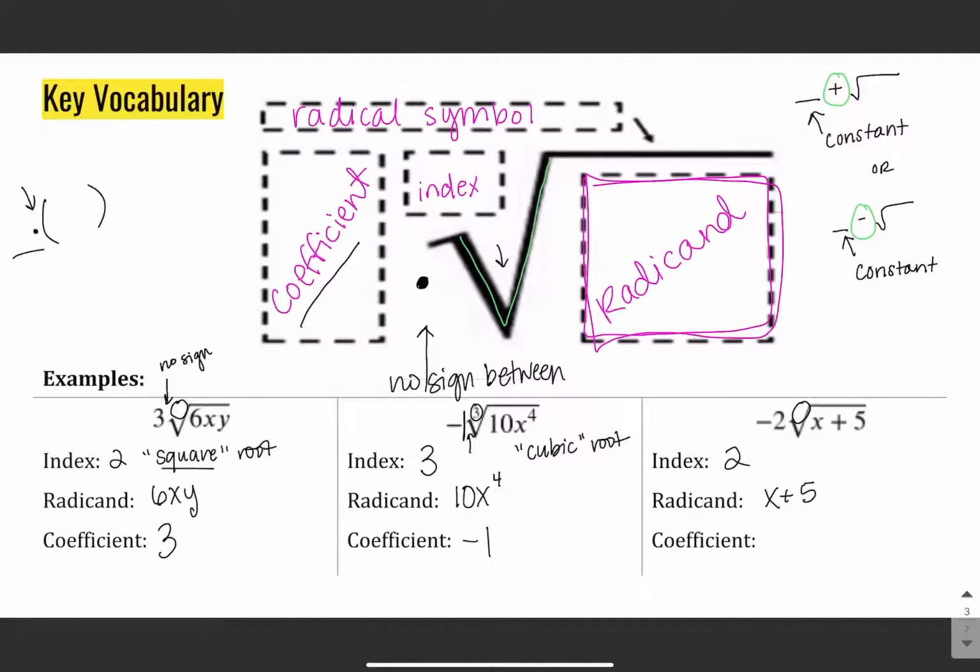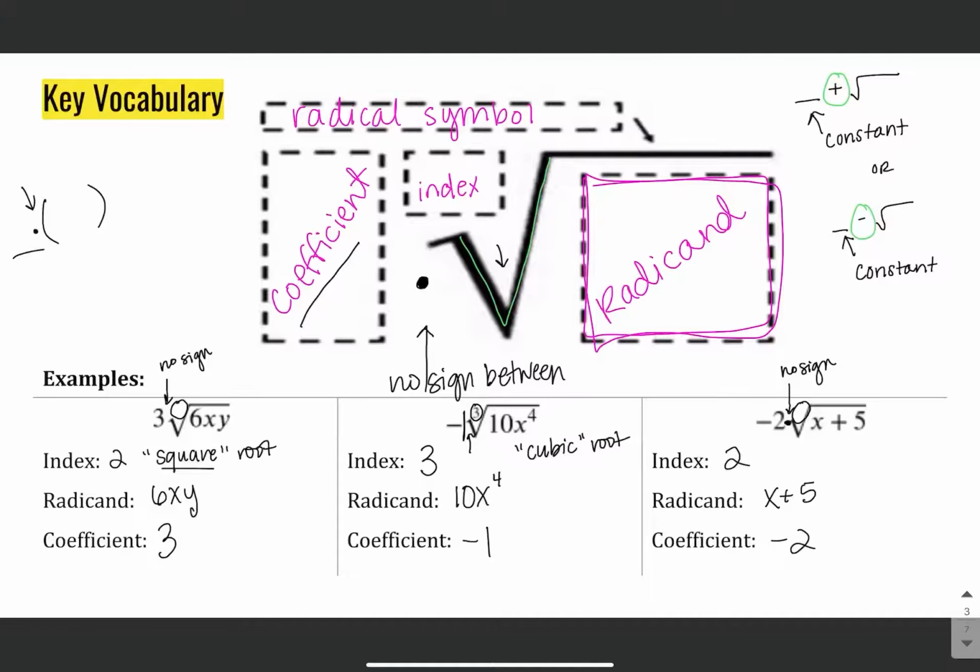And do we have a coefficient? Yes. There is a sign in front of the 2, but again, we're looking in between the -2 and the radical, and there is no sign. So that means that we're multiplying between the -2 and the radical. So -2 would be our coefficient here.